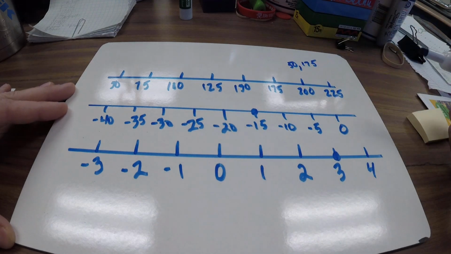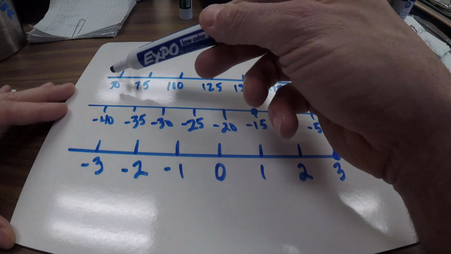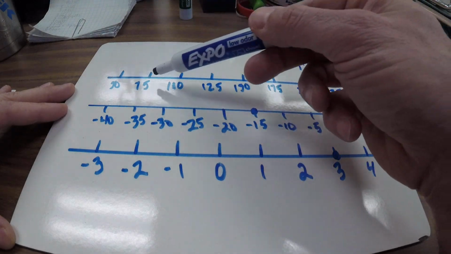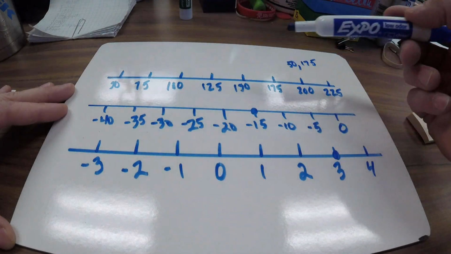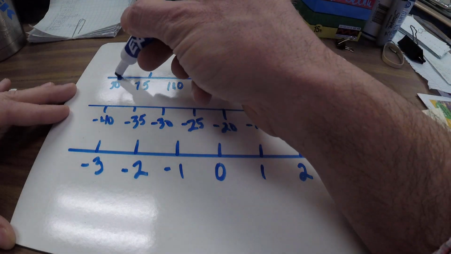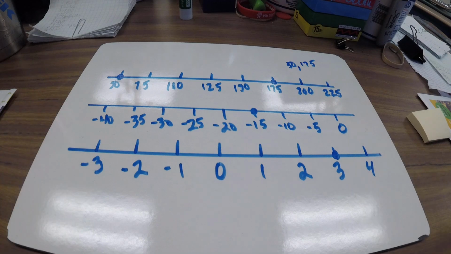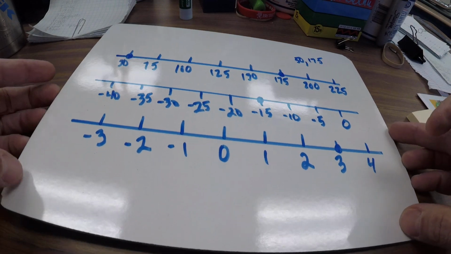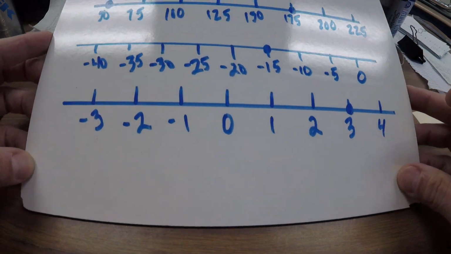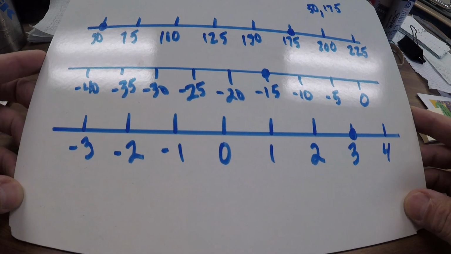Now on this number line there isn't even a 0, but we know that the scale or the interval or the space between each one of the tick marks is 25. So I can plot 50 and I can plot 175 on the same number line. Hold it up a little bit so that you can see it a little more easily.